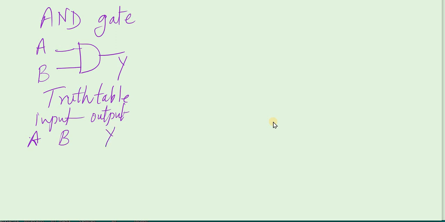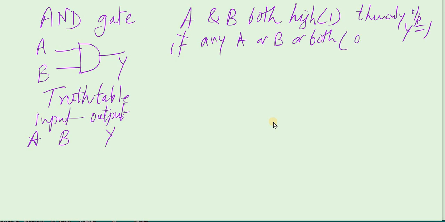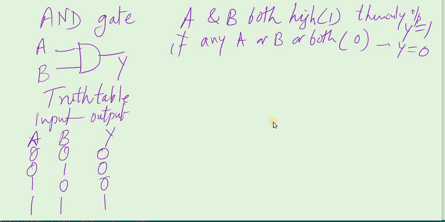How is the AND gate? From the name itself, AND, it is clear that when A and B both are high, high means 1, then only the output Y is equal to high. If any of A or B or both are 0, then Y is equal to 0. So when A is 0, B is 0, Y is 0. If this is 0, this is 1, still 0. If this is 1, this is 0, still 0. When both are 1, then only the output is 1.